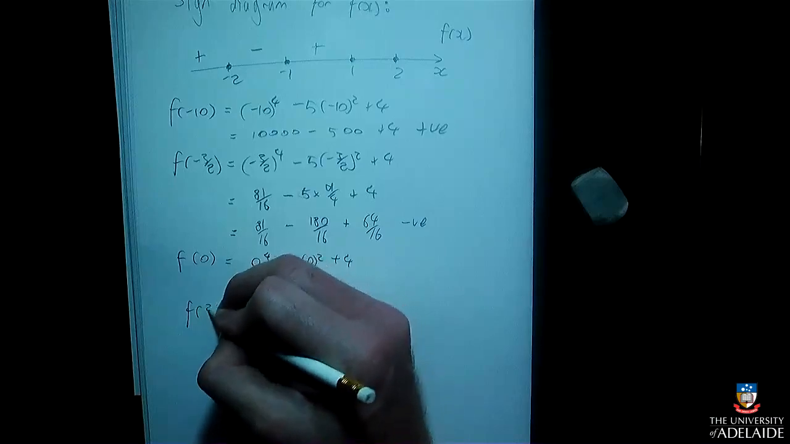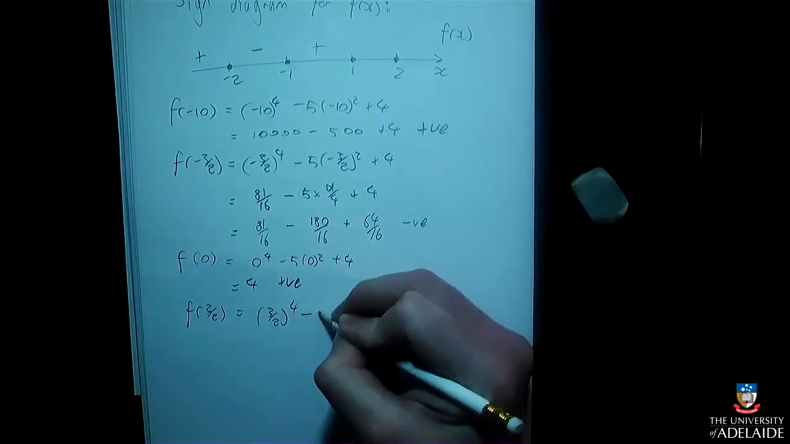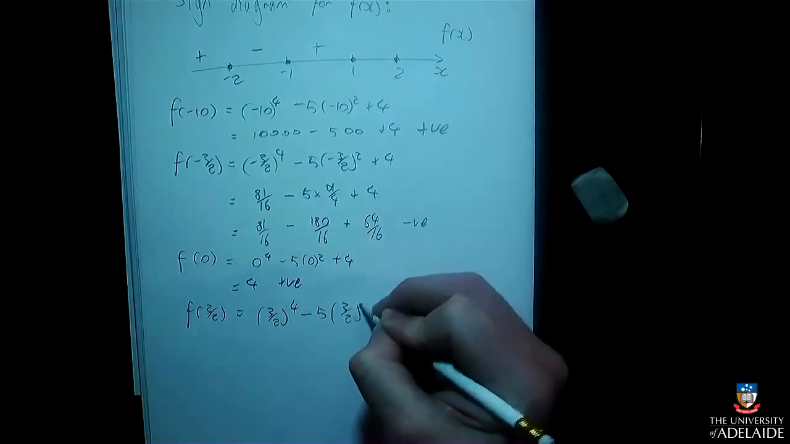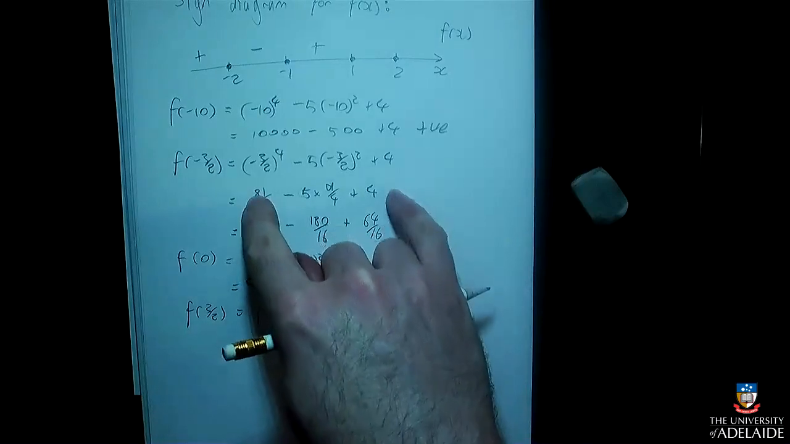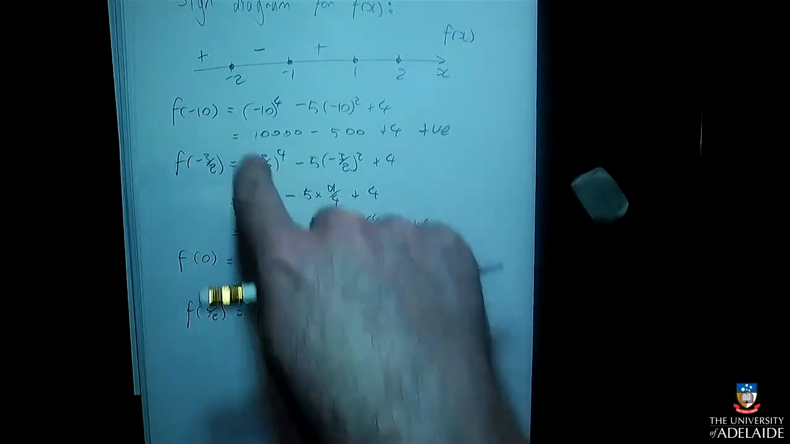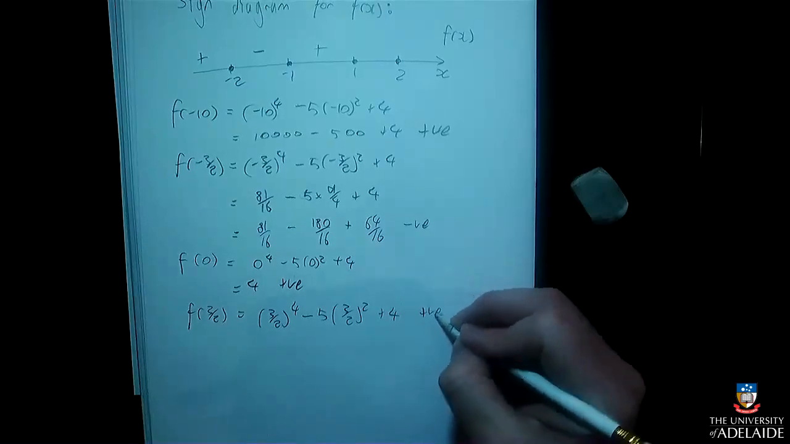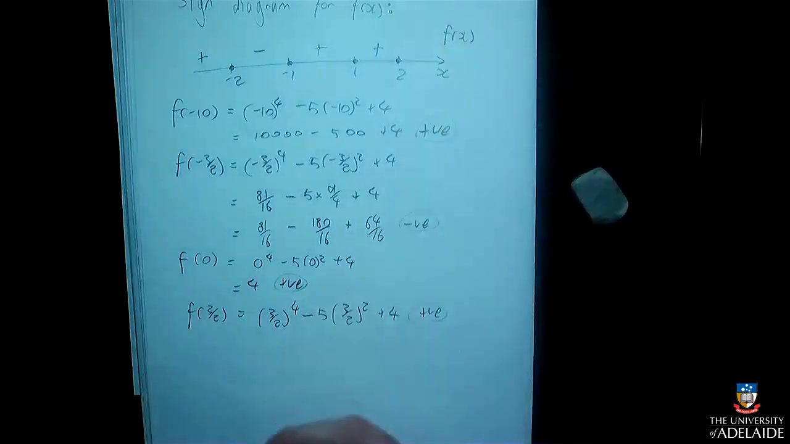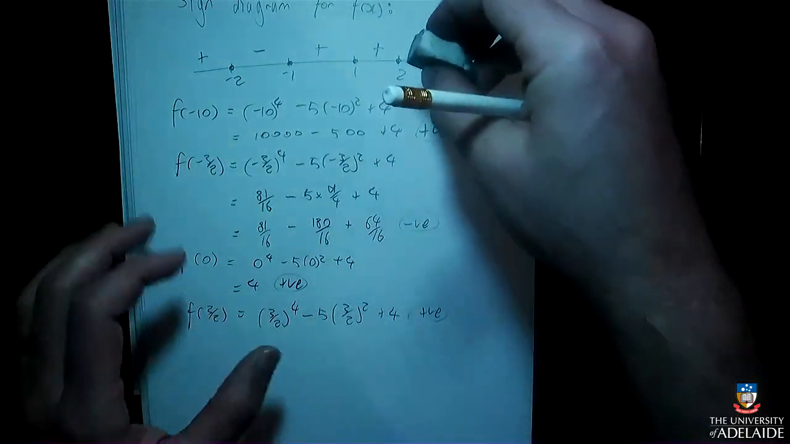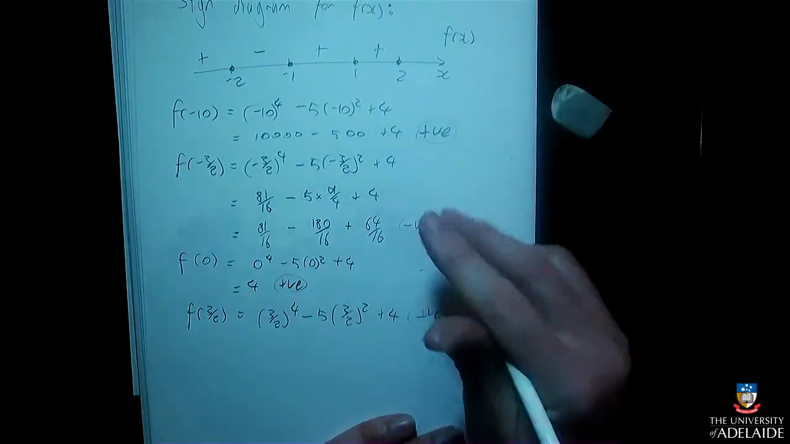F of 3 on 2 is 2 to the 4 minus 5 times 3 on 2 squared plus 4. Actually, look at that. This is going to be exactly the same answer as this because the minus went away when I did power of 4 and it went away when I did the power of 2 as well. So this is positive. Okay, sorry. Negative. That's what it worked out to before, wasn't it? Yep.